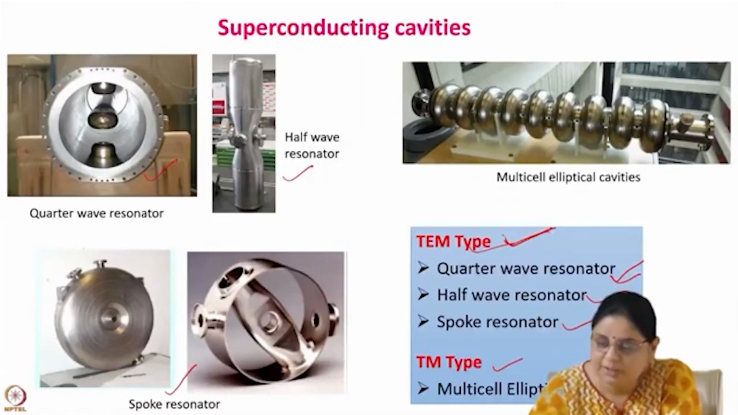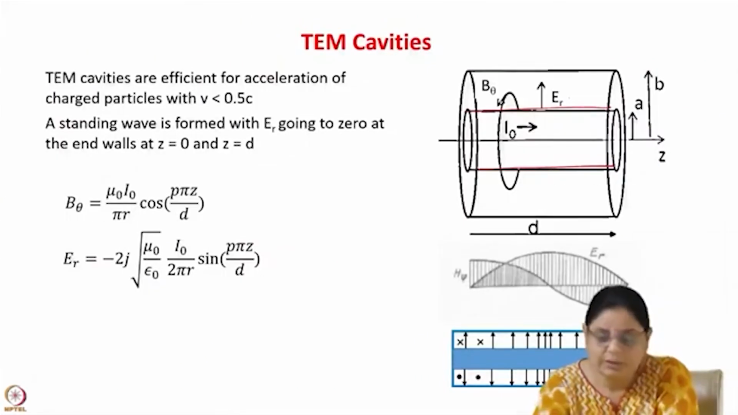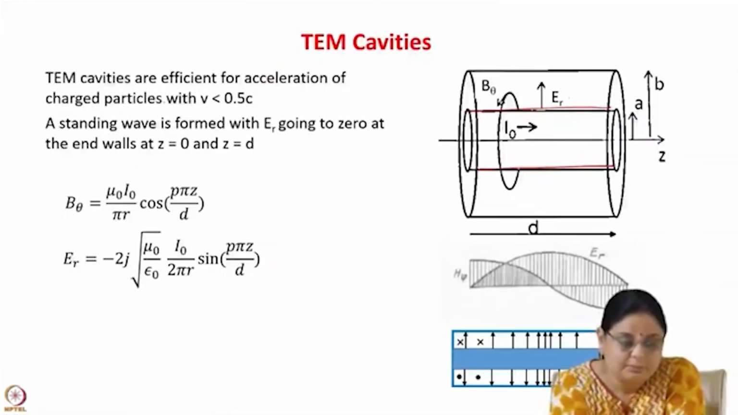These are multi-cell elliptical cavities. So in this case, these cavities are efficient for acceleration with velocity less than 0.5 times the velocity of light. A standing wave is formed in the fundamental mode of this coaxial resonator. A standing wave is formed with E_r going to 0 at the end walls at z equal to 0 and z equal to d.